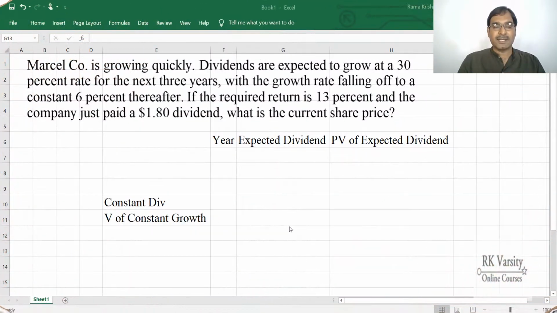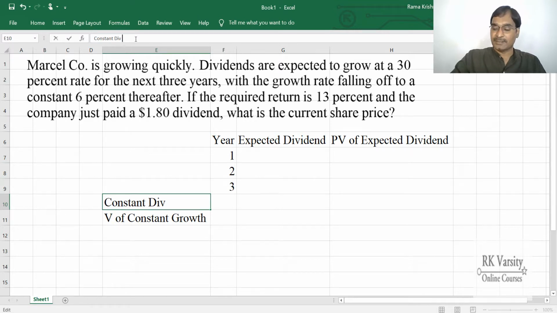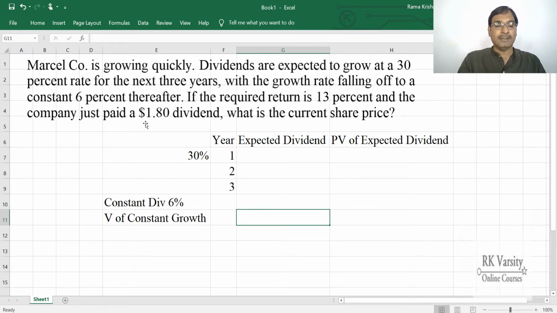Here I am considering the same example which I used to explain using a formula approach. Here dividends are expected to grow at a 30% rate for the next 3 years. So we'll take years 1, 2 and 3 at the rate of 30%, and thereafter it is 6%. So your constant growth rate is 6% and this is 30%, and the dividend just paid is $1.80. So we calculate the expected dividend.